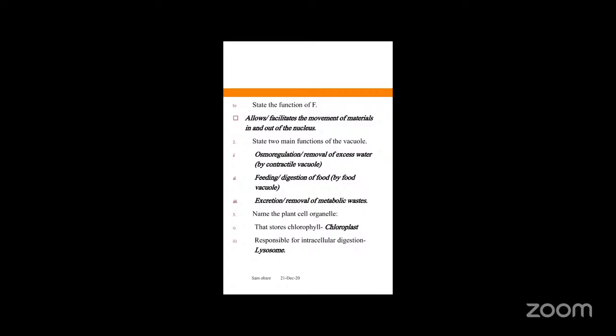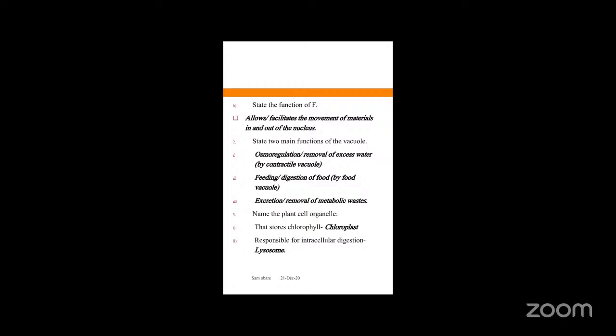State two main functions of the vacuole. Of course they are talking about the vacuoles which are found inside plant and animal cells. So we say that the vacuole stores salt and sugar. The vacuole also controls what gets inside, for example in plant cells, it controls what gets inside the plant cell and what leaves the plant cell. Also, we have other types of vacuoles, like for example the food vacuole. Some vacuoles will store food.